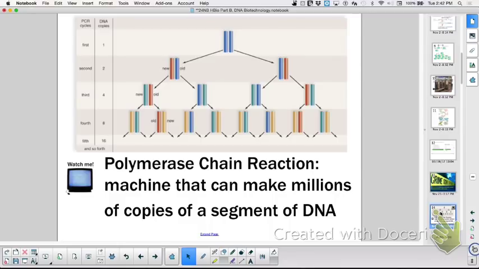Yes, the heat will denature it. So instead of being double-stranded, it breaks the hydrogen bonds. Then the DNA polymerase, and you need some primers in there as well, will put the nucleotides in the right spot so you can go from 1 copy of DNA to 2 copies of DNA, and 2 to 4, and so on. So in a matter of minutes, you can get thousands and thousands of copies of that DNA that you can use to test and analyze.